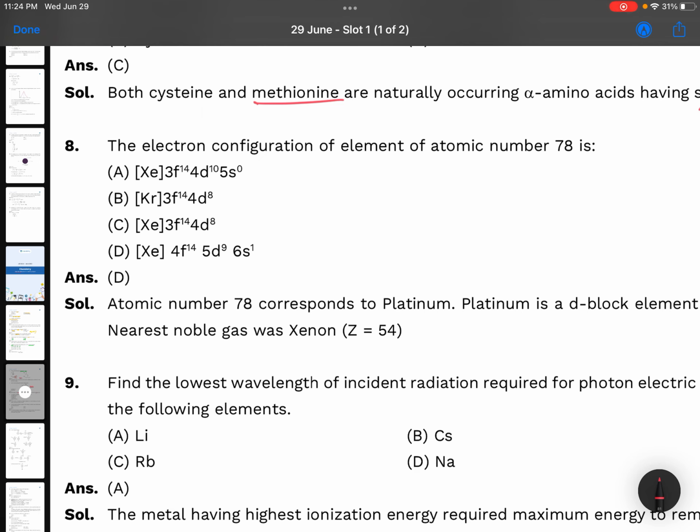The electron configuration of element atomic number 78 is, this is platinum. Platinum is very special. Actually, nickel, palladium, platinum. Nickel 4s2 3d8. Palladium is 5s0 4d10. Interestingly, platinum is 6s1 5d9. Very special electronic configurations you need to remember. So here platinum is asked. 6s1 5d9. Very special.